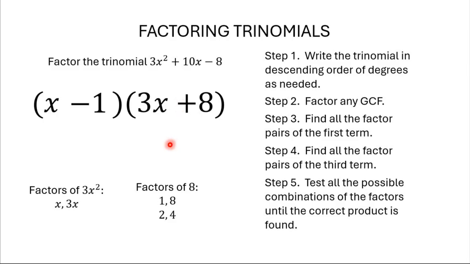We try these out. The outside product will give me 8x, x times 8, and the inside product will give me negative 3x. When you add those together, you get 5x, not 10x. Even if we were to switch the order of these, so instead of negative 1 over here and 8 over here, we just switch them around.